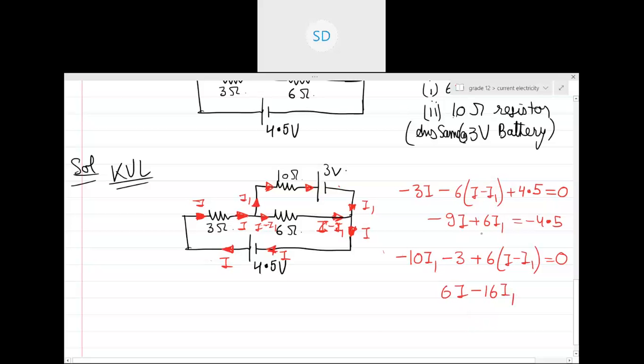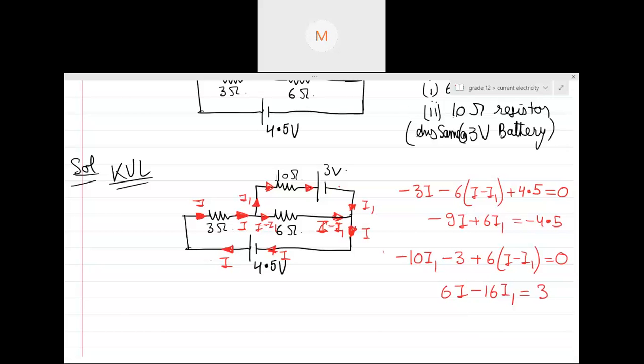Yes or no, guys? So what's the final answer? Okay, I'm not sure, but I got I as... I don't know if I took the same distribution as yours. What is the current through the 10 ohm resistance, through this branch? I'm getting it as 0. It's a correct answer. I did it by nodal analysis, I got 0.